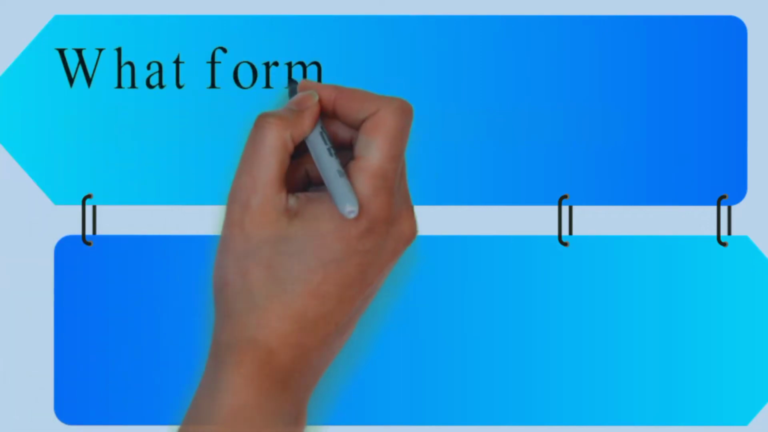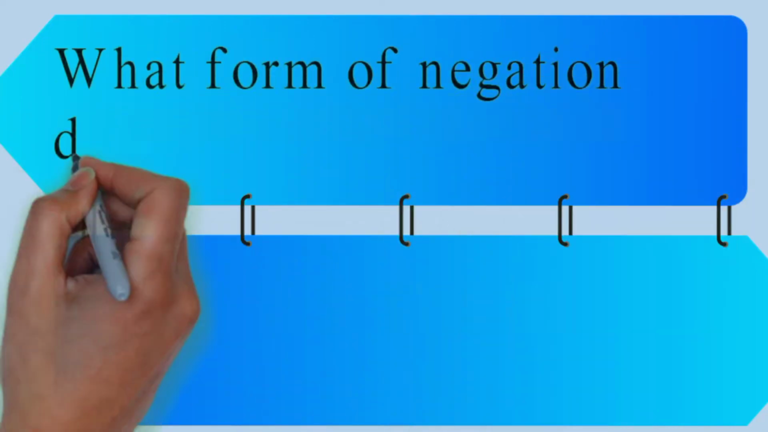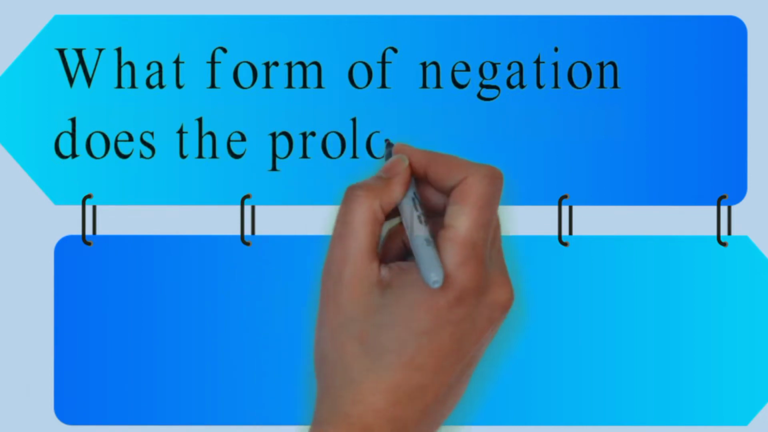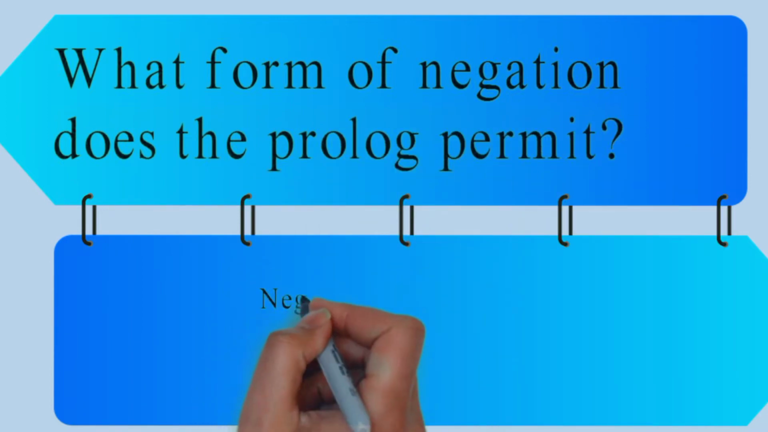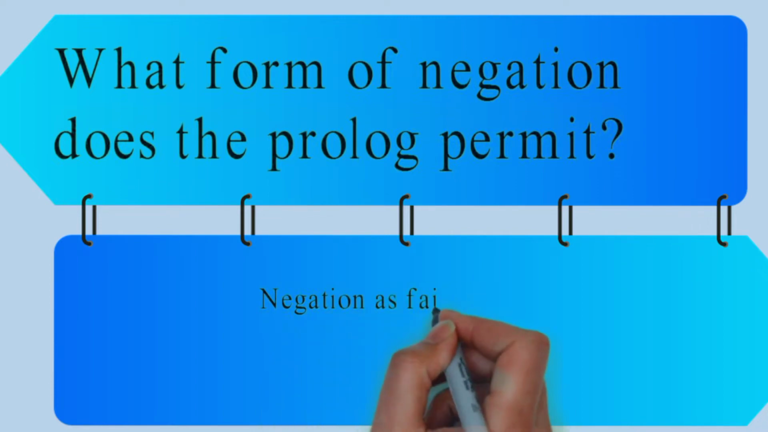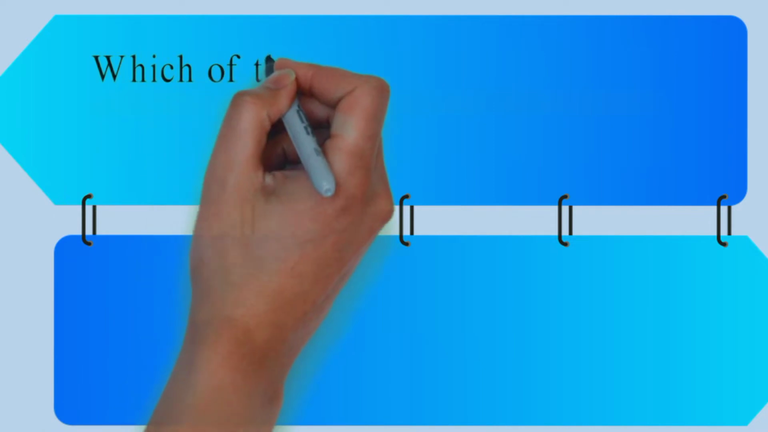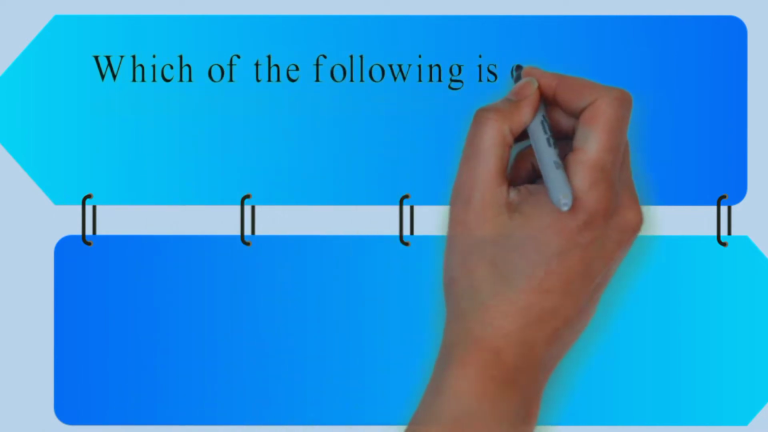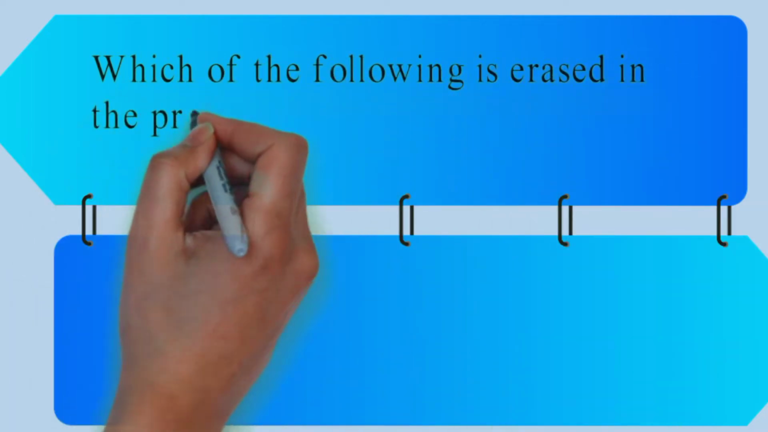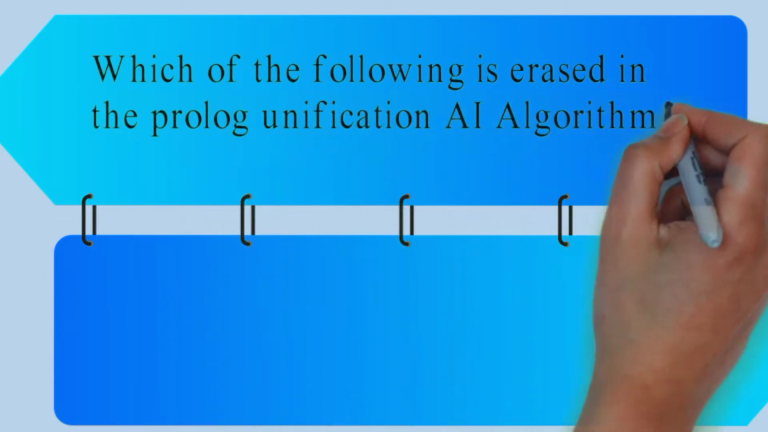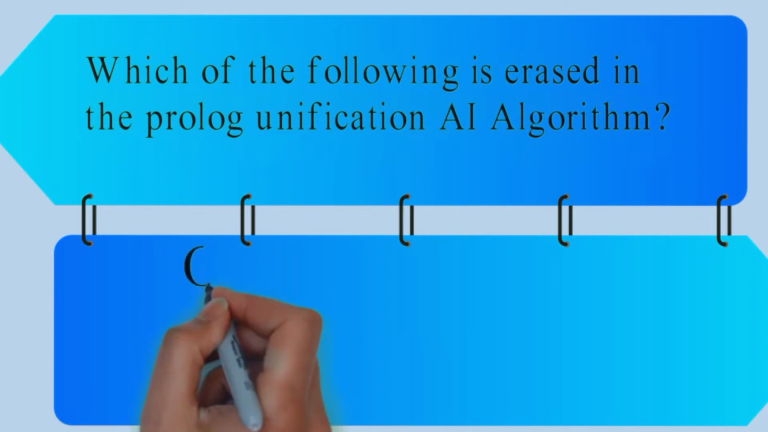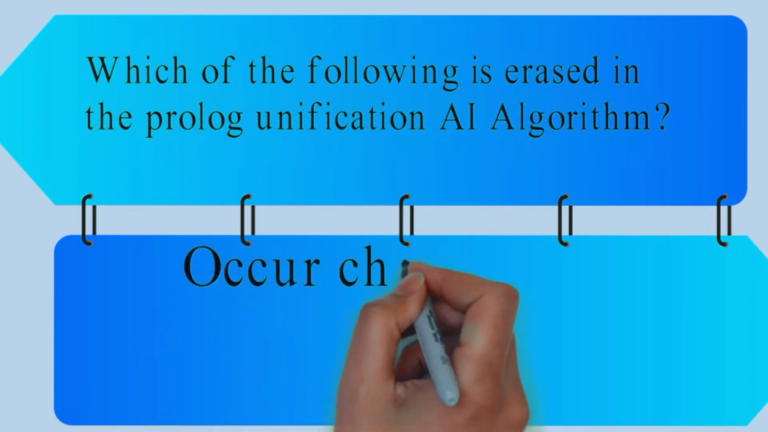The first question: what form of negations does the prologue permit? The answer is negations as failures. Next question: which of the following is raised in the prologue unifications AI algorithm? The answer is occur check.